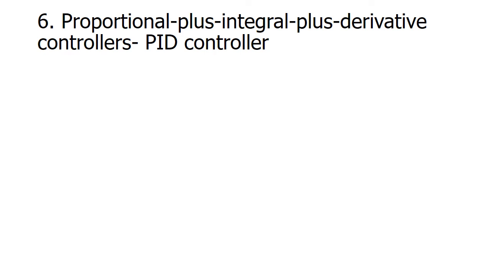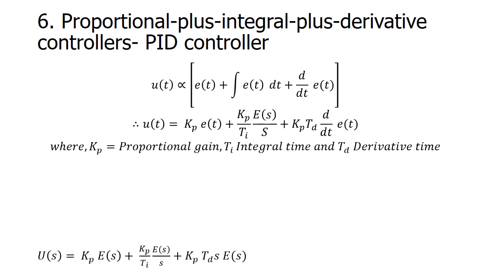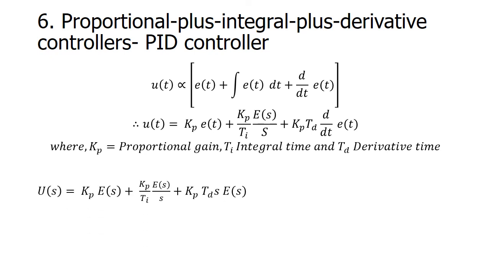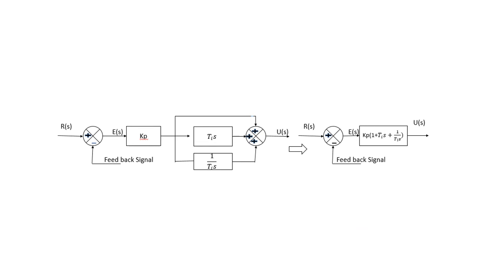The last one is the proportional plus integral plus derivative controller, that is the PID controller. So u(t) is proportional to error plus integral of error plus derivative of error. When we take the Laplace transform, first we make proportionality equal by introducing a proportionality constant Kp. Then U(s) is equal to Kp into E(s) plus Kp by Ti into E(s) by s plus Kp into Td s into E(s). So the transfer function is Kp into 1 plus 1 by Ti s plus Td s. Three terms: proportional, integral, derivative. All together, we have Kp into 1 plus 1 by Ti s plus Td s.